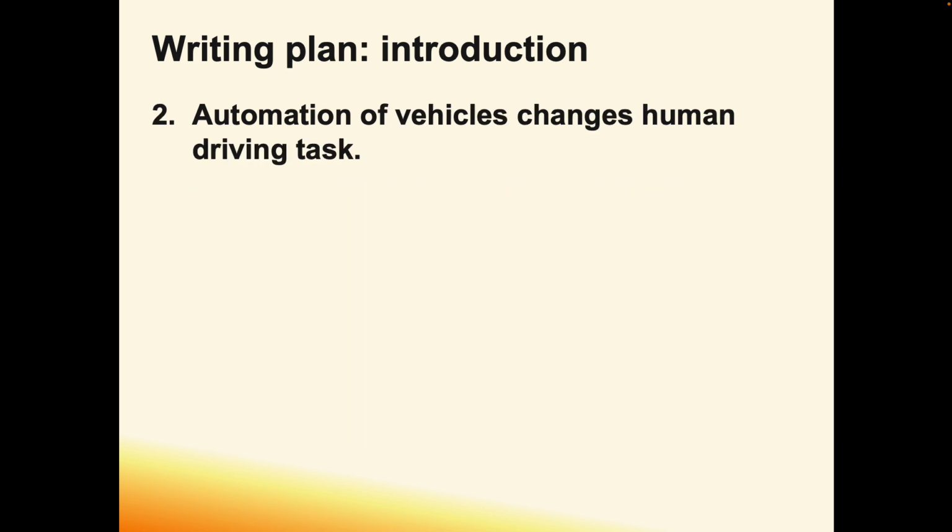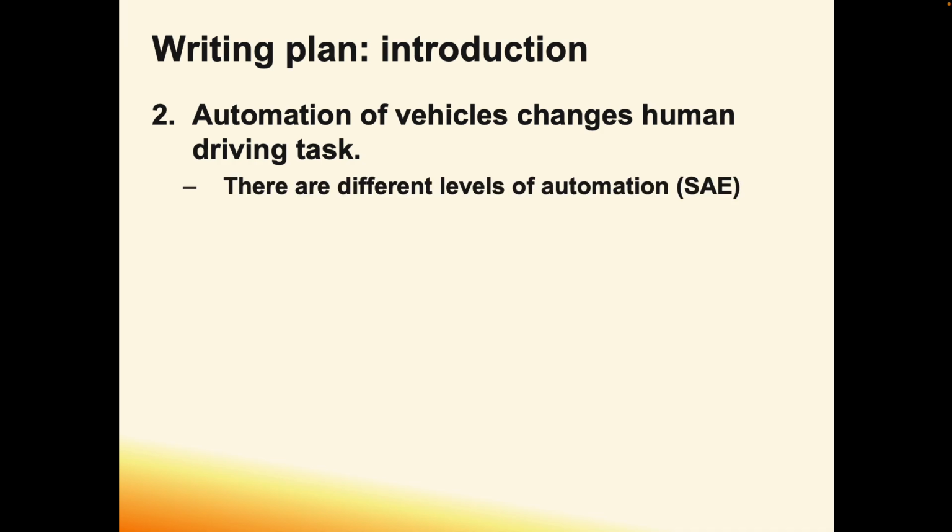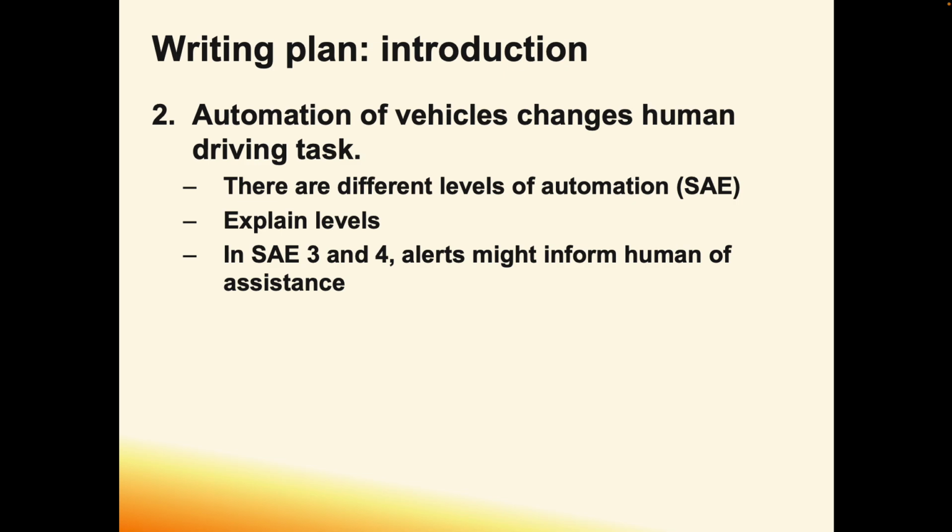Next point I wanted to make is automation of vehicles changes the human driving task. This is already a bit more specific, so it might not be something you can relate to, right? We try to gear towards experts, but we write there are different levels of automation, and the SAE is the Society of Automotive Engineers. We knew we wanted to cite that because they have a structure of how to talk about levels of automation. We then want to explain those levels, and we want to talk about specific levels, SAE level 3 and 4, where alerts might be needed for human assistance, and that those might be auditory alerts. Okay, that's a slightly more specific claim.